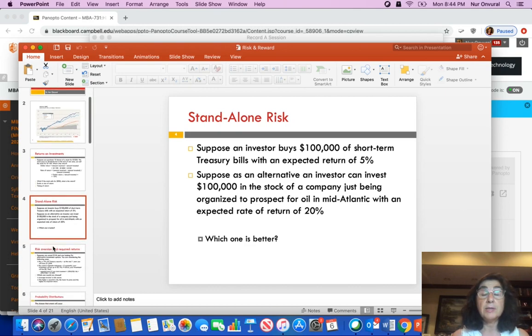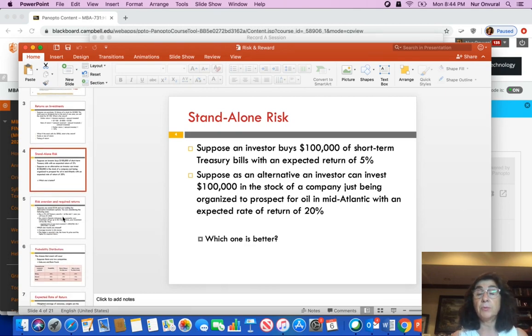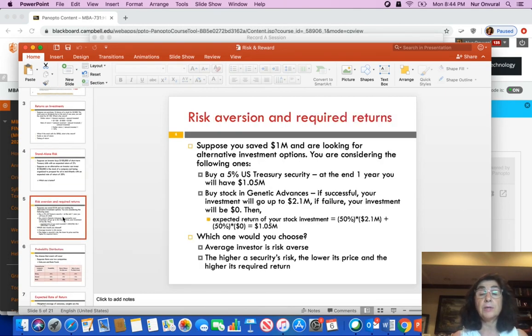In this case, which one is going to be better? In order to understand which one is better, we could look at the risk and return of these two situations and understand how the risk is changing. Usually the average investor is risk averse, and the higher a security's risk, the lower its price and the higher its required return.